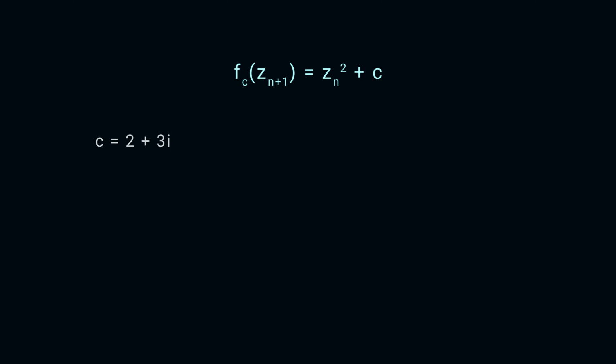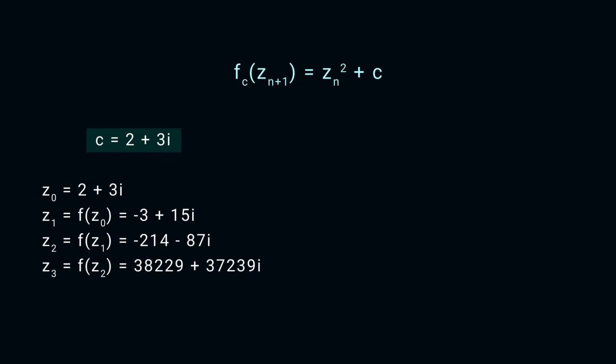For example, the orbit of z equal to 2 plus 3i is. As you can see, the orbit of z grows very large very quickly. In fact, it tends to infinity as we iterate the function. This means that z is not in the Julia set of f.